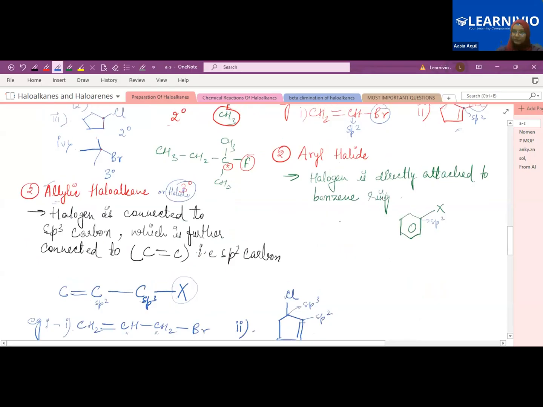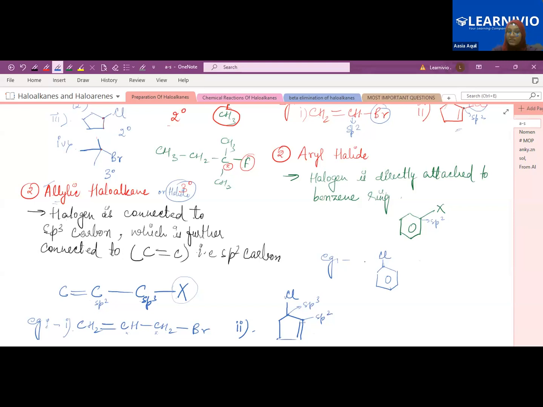Is it clear? For example, suppose I give the example of phenol. Just a second, not phenol. I have to use some halogen group. So if I write chlorine over here on the benzene, when the chlorine is directly attached to the benzene ring, then it is known as aryl halide.